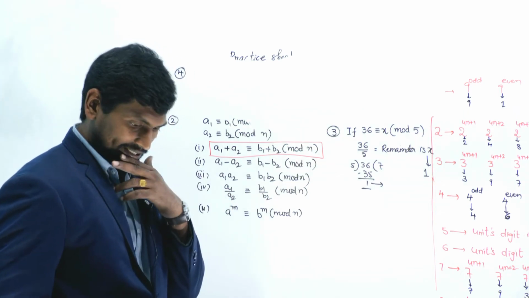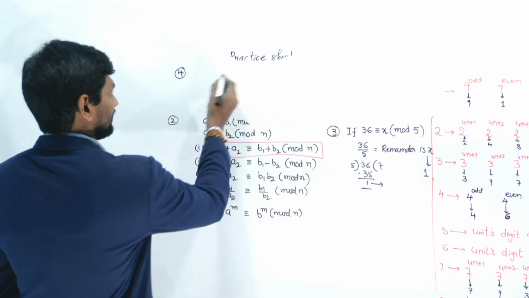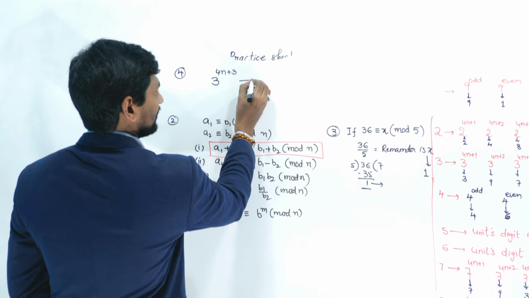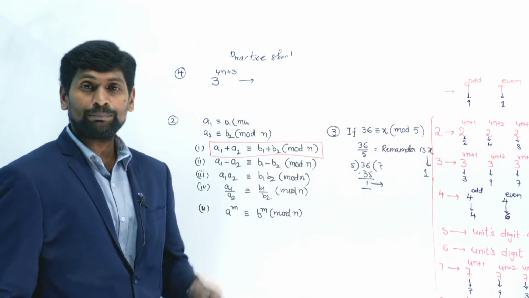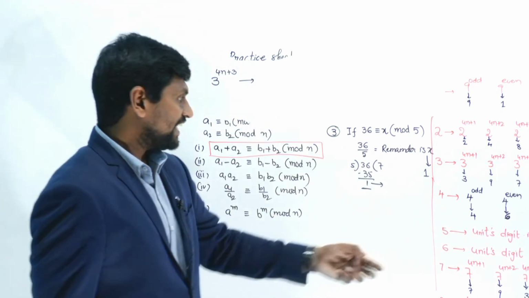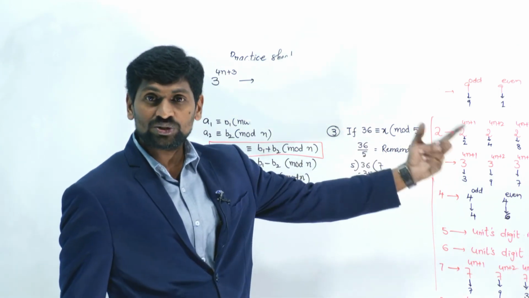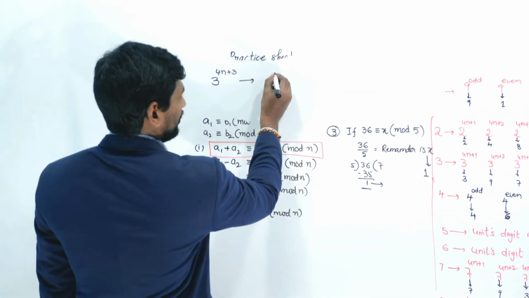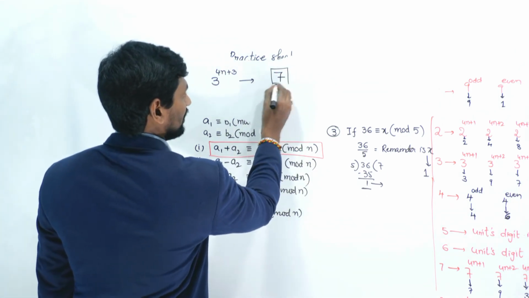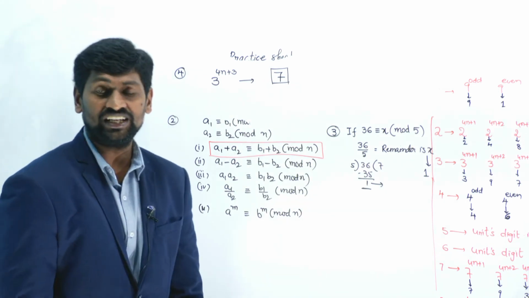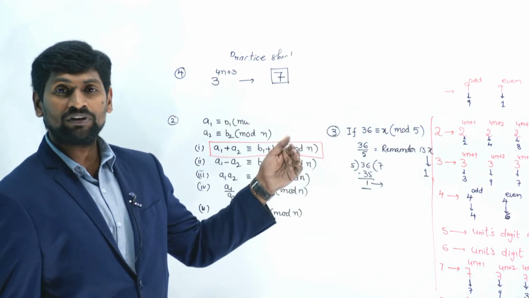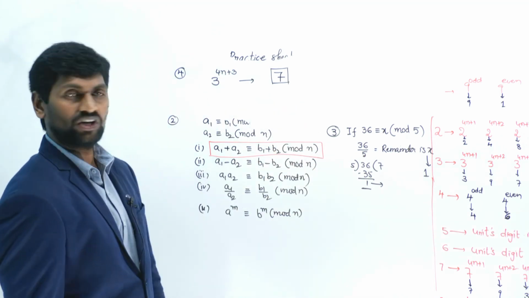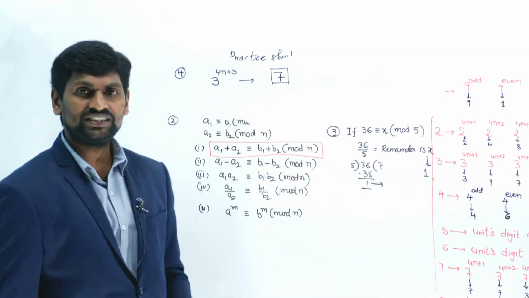Problem number 4. The units place digit. We got the concept here. Units place digit of 3 power 4n plus 3. 3 power 4n plus 1 ends with 3, 4n plus 2 with 9, 4n plus 3 ends with the digit 7. So the units place digit of 3 power 4n plus 3 is 7. What is 3 power 4n or 4n plus 4? 1. Okay, so the fourth question answer is 7.